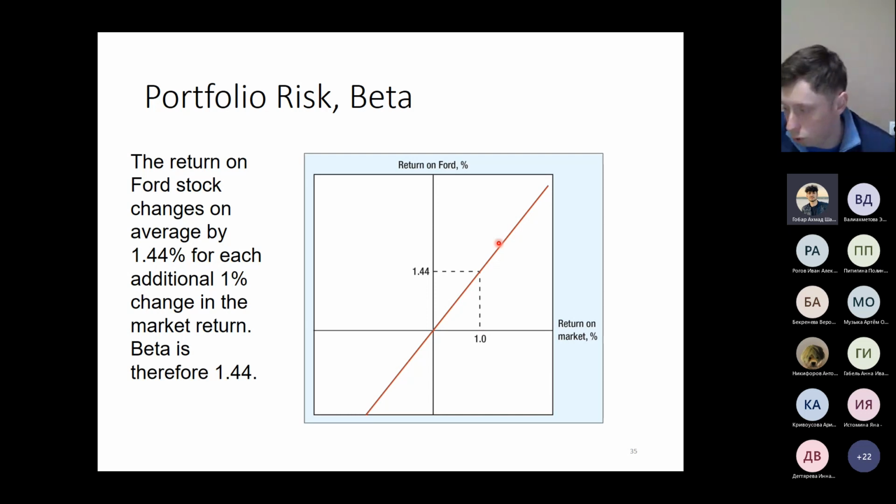Linear regression is something you should know from math or statistics, and we build the linear regression of the return of the stock, having return on the market as an independent variable, and this beta coefficient would be the same beta coefficient that we have in the linear regression, before the return on the market in the formula.